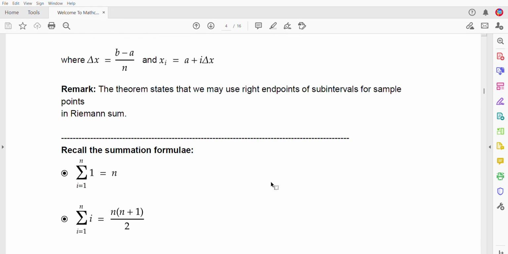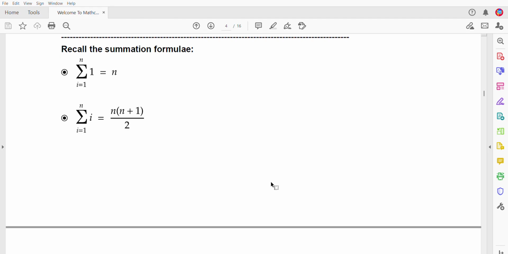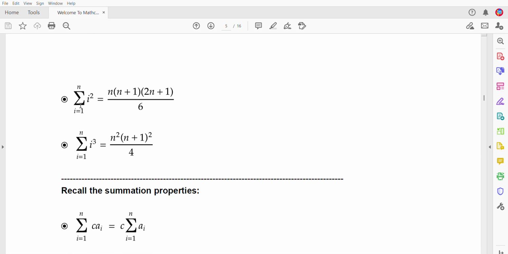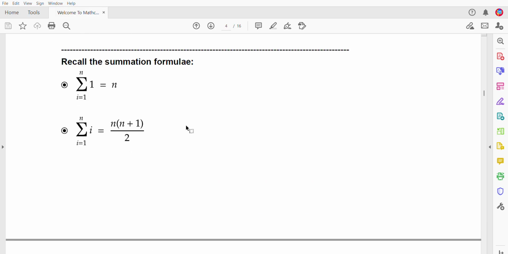Let's recall a few summation formulae before we proceed. Summation i going from 1 to n of 1 is n. Summation i going from 1 to n of i is n times n plus 1 over 2. Summation i going from 1 to n of i squared is n times n plus 1 times 2n plus 1 over 6. Summation i going from 1 to n of i to the power 3 is n squared times n plus 1 quantity squared over 4. So these formulae are to be memorized.